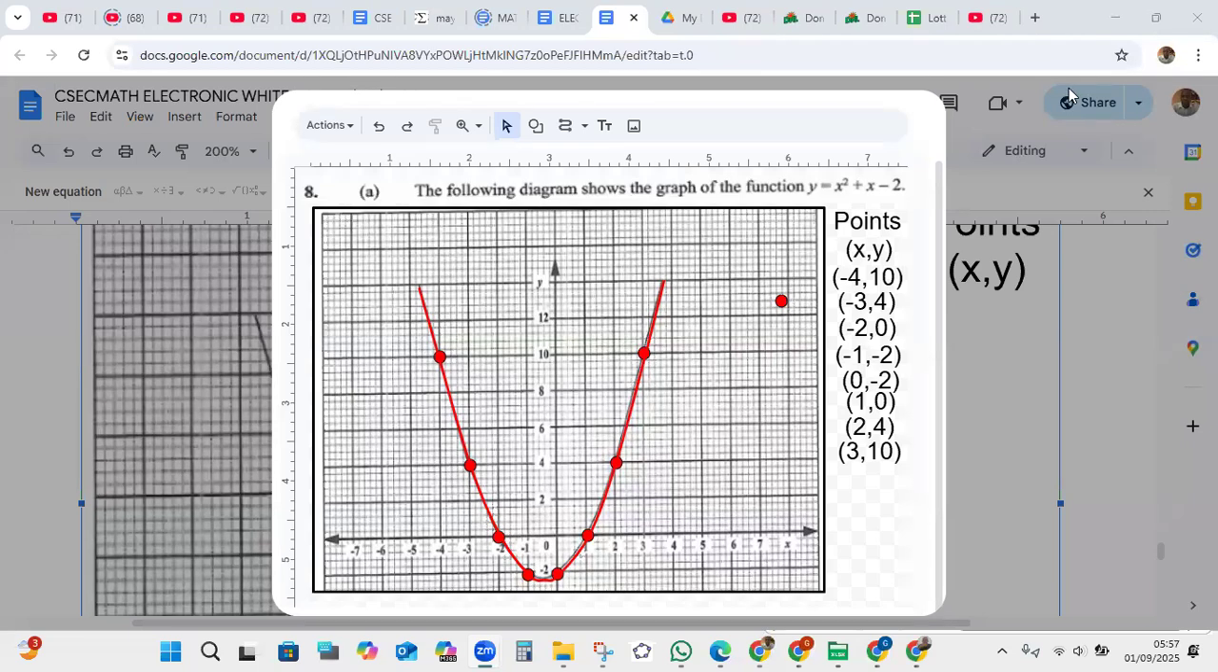So as you can see, I have connected the points and graphed the quadratic equation. So I please need you to repeat this, rewind the video and try it out, how to graph a parabola.